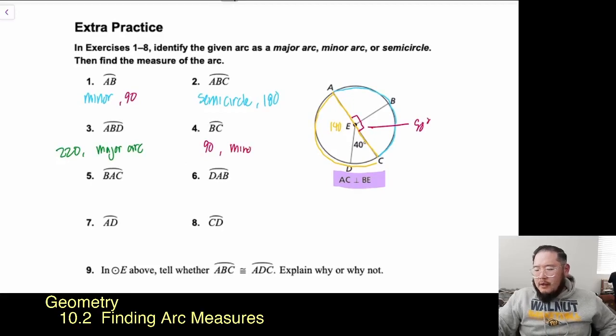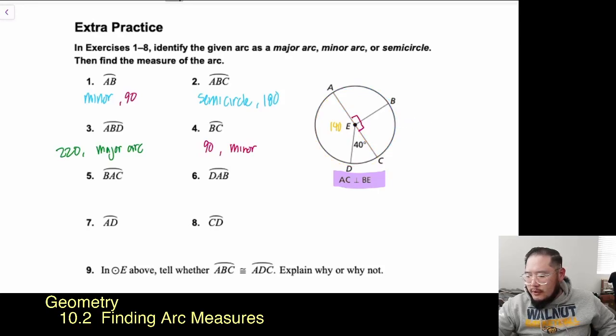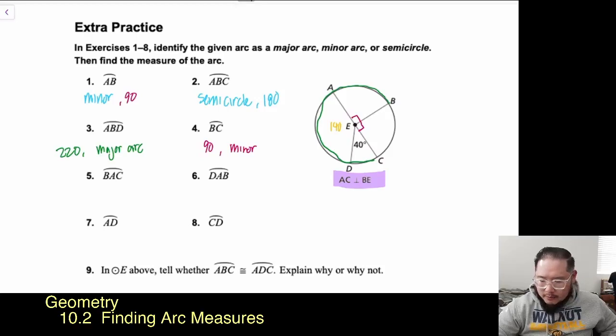On number 5, we have arc BAC. So now we're going in reverse. We're going counterclockwise. Let me erase some of this and show what exactly we're looking at. So we go from B counterclockwise to A all the way to C. We know A to C right there is 180. So 180 plus 90, we add that up, and we have 270, and that's a major arc.